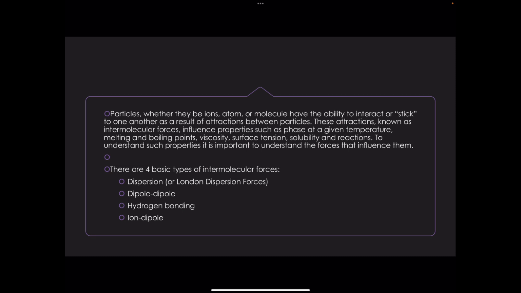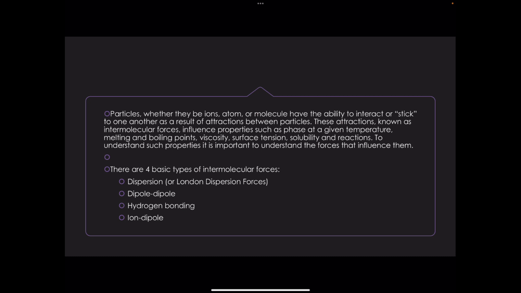So we're going to take a look at the impact that intermolecular forces have on phase. So how can we explain phases at a particular temperature? We're going to look at judging who might have a higher melting point or boiling point based on intermolecular forces. And we're going to talk about solubility in detail.